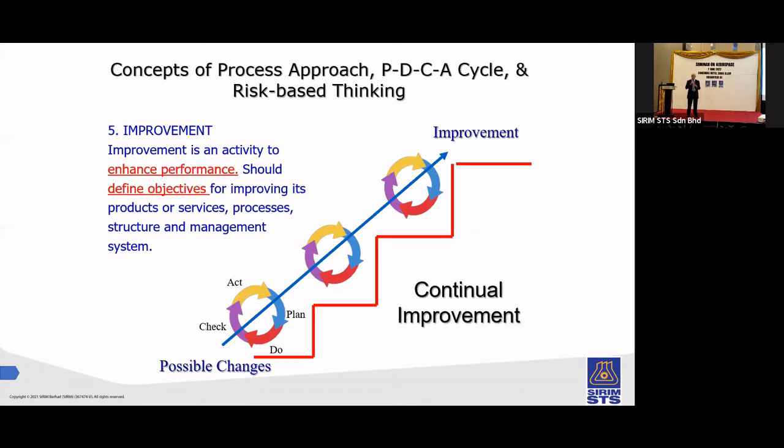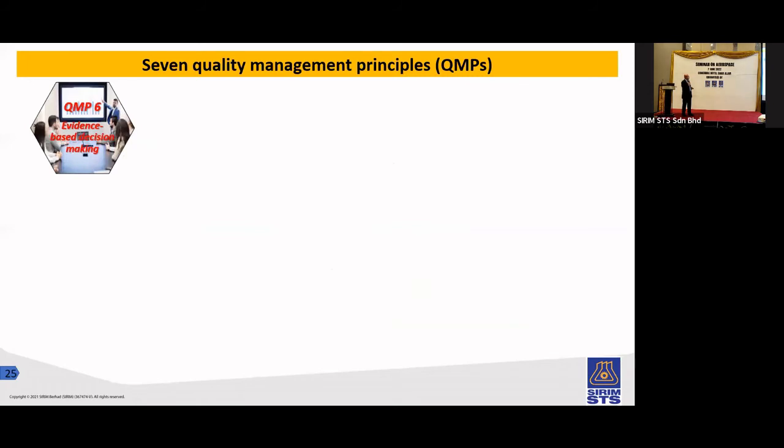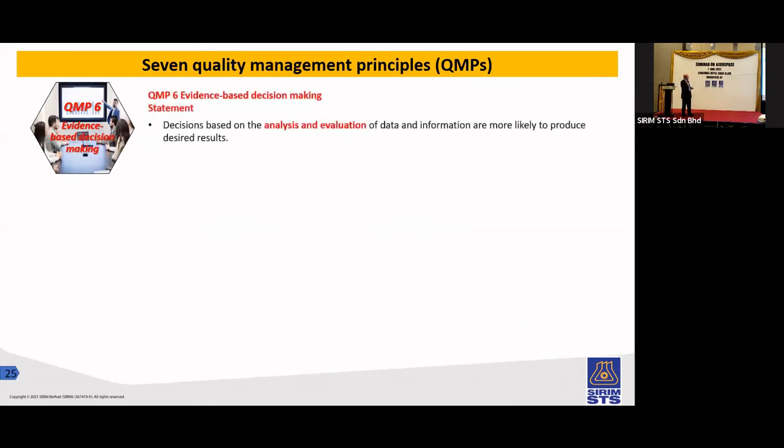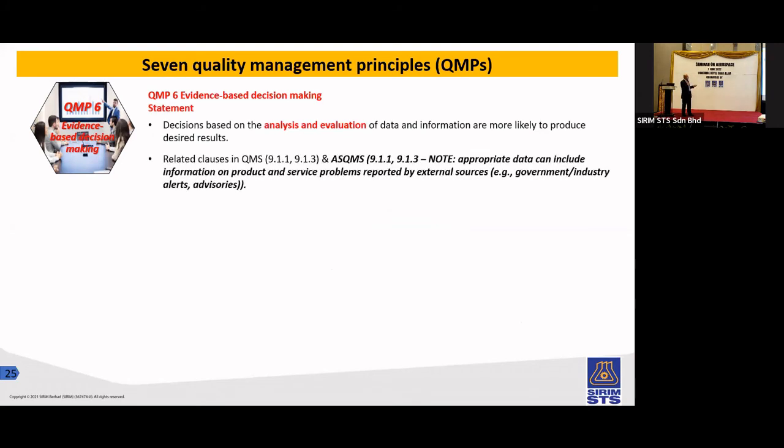Ya, tidak. There is continual improvement activity in the quality improvement number 5. And number 6, evidence-based decision making. Talk about analysis and evaluation. Clause number 9. What are the clause? Number 9, 9.1.1, 9.1.3. And the note here, appropriate data and claim data can include information of product services problem, external sources, government, industry. All these are the input into the improvement of the activity in the decision making.